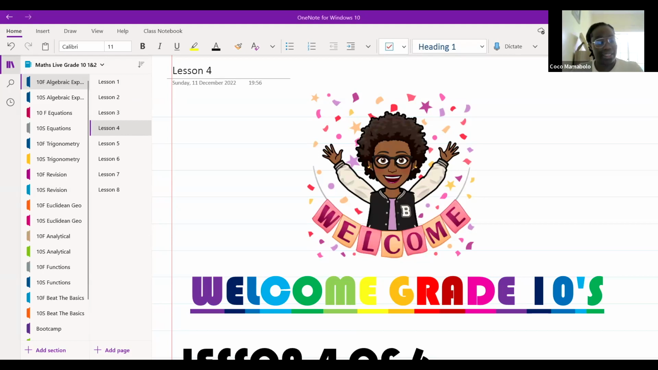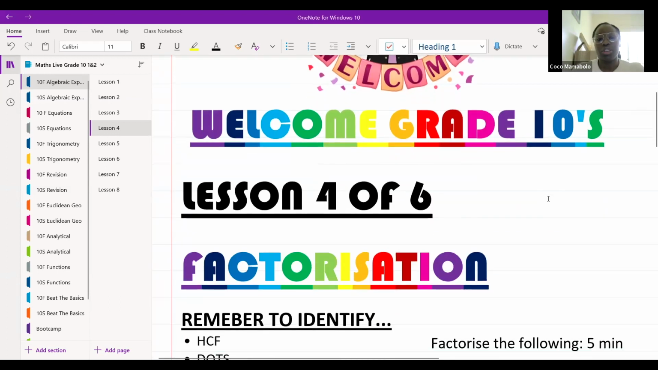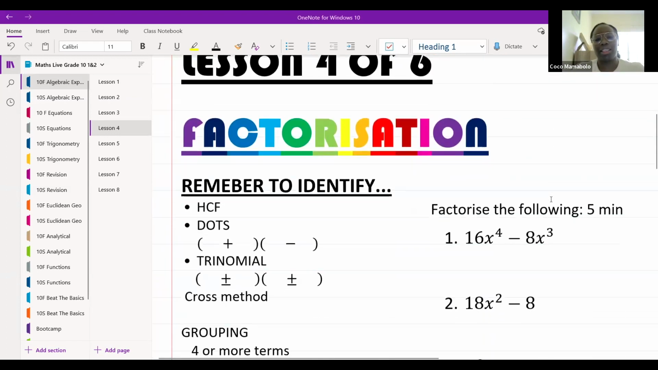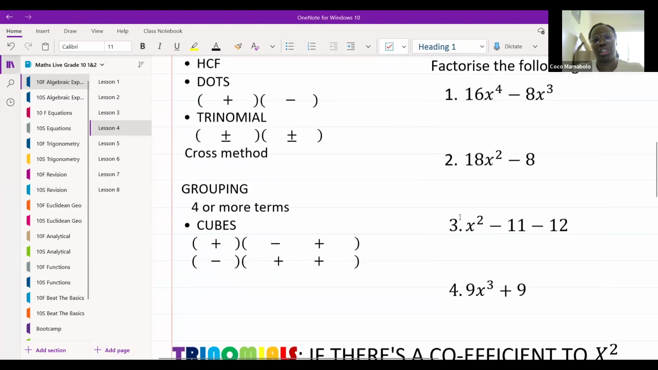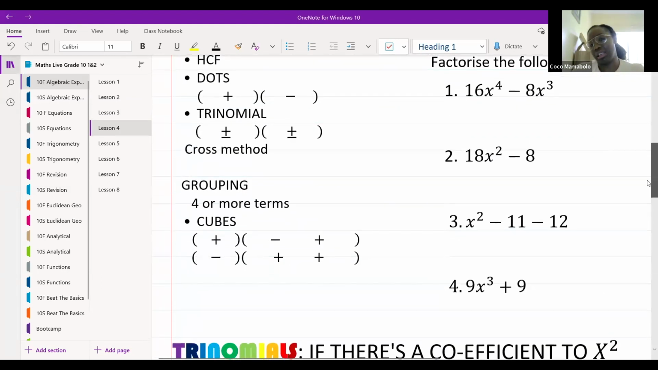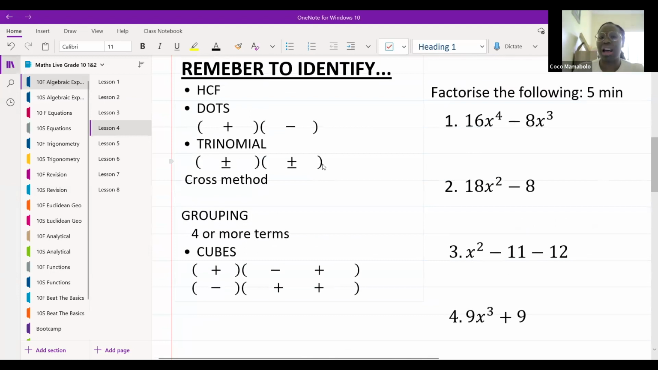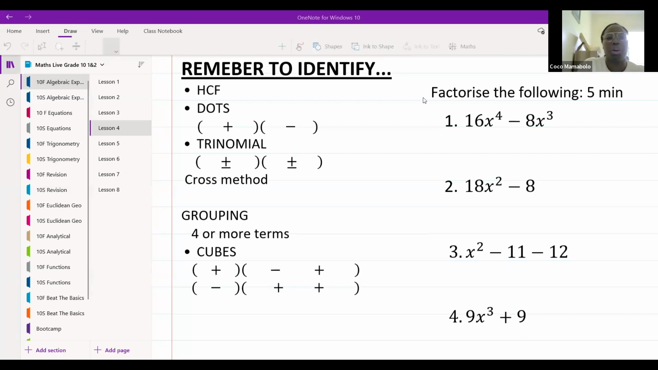And on Monday's lesson, we were talking about factorization, and that's exactly where we're going to pick up from again today. So we're going to remember that these are the different types of factorizations that we get for grade 10. I don't think there's any other kind of factorization. Well, there is some, but we only learn about that in matric, so we're not going to worry about all of that.